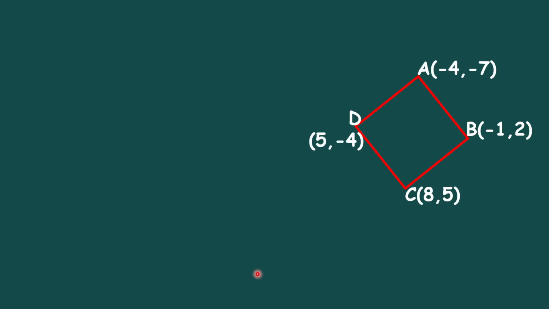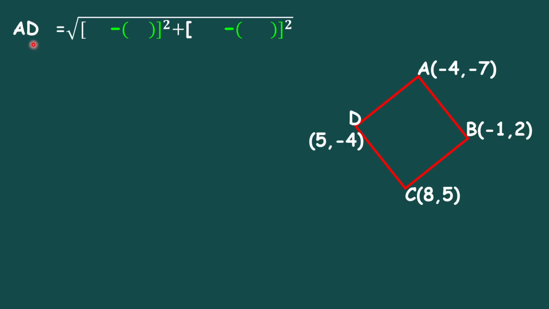Now we find out distance AD. Therefore distance AD, how will we do it here? From D, we subtract the coordinates of A. First we take subtraction between their x coordinate. The x coordinate of points D is how much? 5 minus into bracket x coordinate of point A is how much? Negative 4, bracket complete, its square.